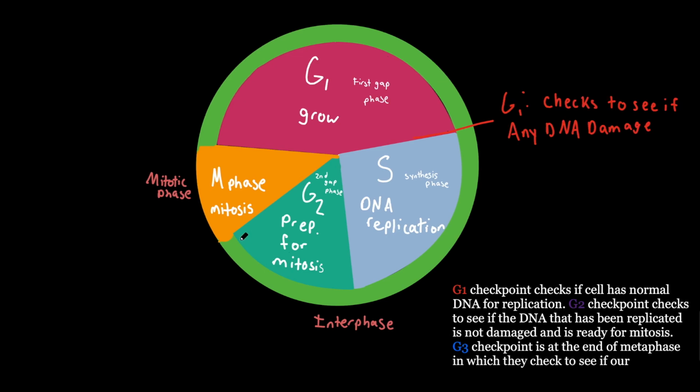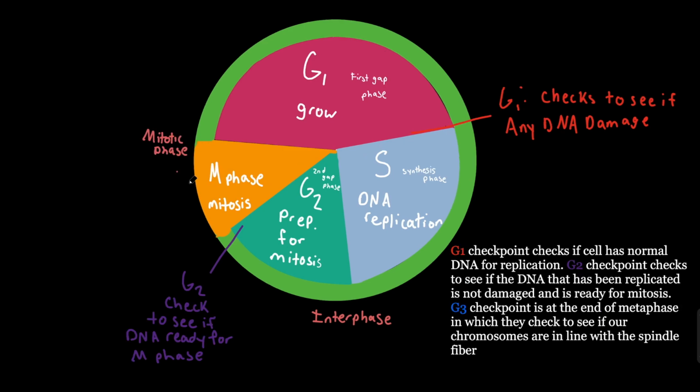The second checkpoint is known as our G2 checkpoint, and in this checkpoint we check to see if the DNA has been replicated properly and if that DNA isn't damaged and is ready for mitosis or cellular division. Our last and final checkpoint is known as the G3 checkpoint. It occurs during metaphase, and it checks if the chromosomes are in line with our spindle fibers in mitosis.